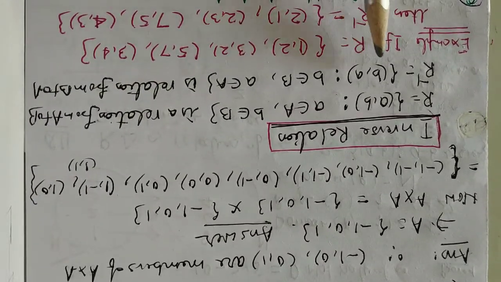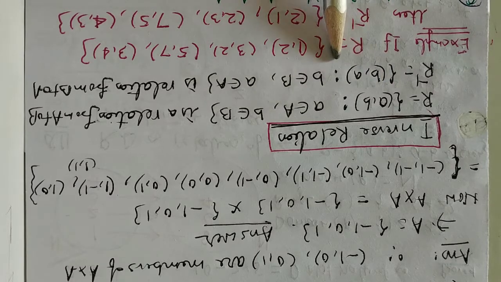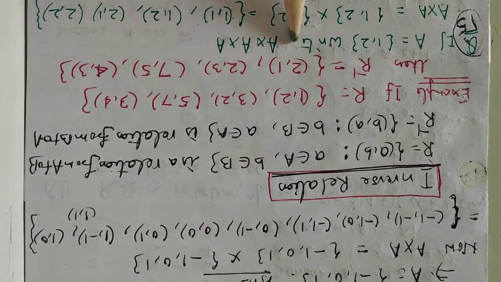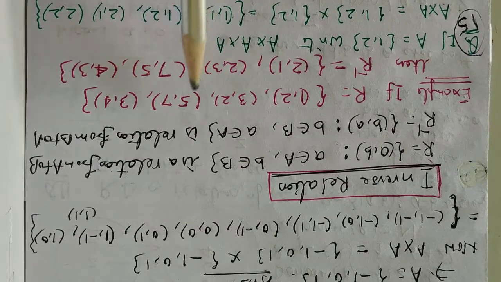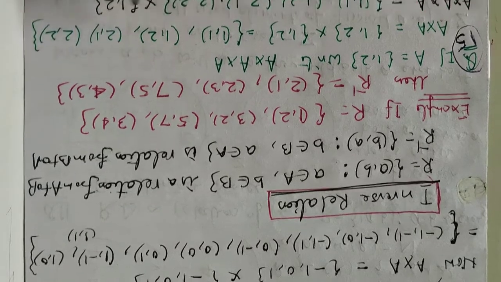Inverse relation is very easy. If R is equal to (A, B), then R inverse is equal to (B, A). Now, if R is equal to (1, 2), R inverse is equal to (2, 1); (3, 2) becomes (2, 3); (5, 7) becomes (7, 5); (3, 4) becomes (4, 3). In this way, we can write the inverse relation.